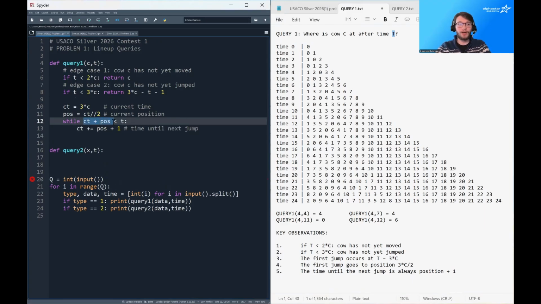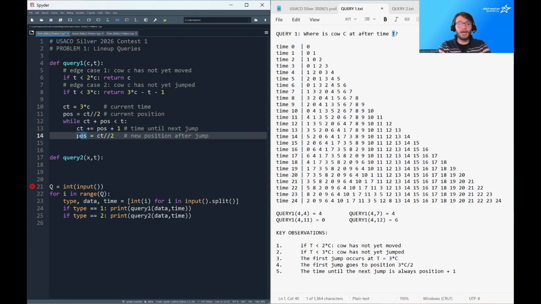So what I'm doing in this while loop is seeing, can I fit one more jump without exceeding t? Do I have enough room to jump again before I hit t? If I do, I'm going to jump that far ahead in time, and then update my position to wherever I jump to. And remember, the position I jump to is just the current time divided by 2. So whenever I jump, the position I jump to is just t over 2.